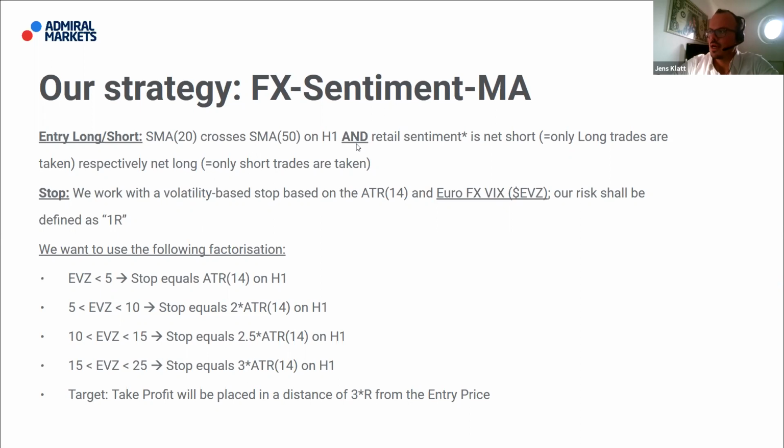And there is an "and" included. So it's not only that we go long, respectively short, if the SMA 20 crosses the SMA 50 on H1, but in addition to that, there is a filter included, which means that the retail sentiment is net short, respectively net long. Which means that you only trade the cross of the SMA 20 above the SMA 50 if the retail sentiment is long, respectively you only trade the short side in case of the SMA crossing below the SMA 50 if the retail sentiment is net long.